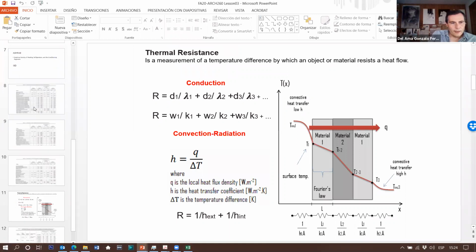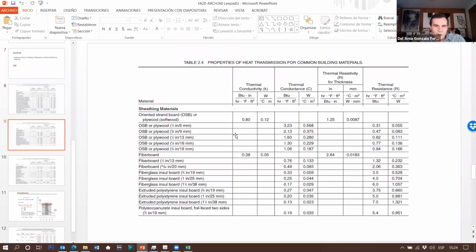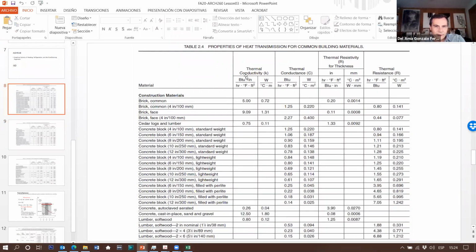Okay. This is the table that we used last week. On that table, you see that we have thermal conductivities in that column. But for example, for these elements, we don't have thermal conductivities. We have a thermal resistance directly. Okay, so in this column, imagine that we have a concrete block, a 4-inch concrete block. So a 4-inch concrete block, the thermal resistance is 0.8.